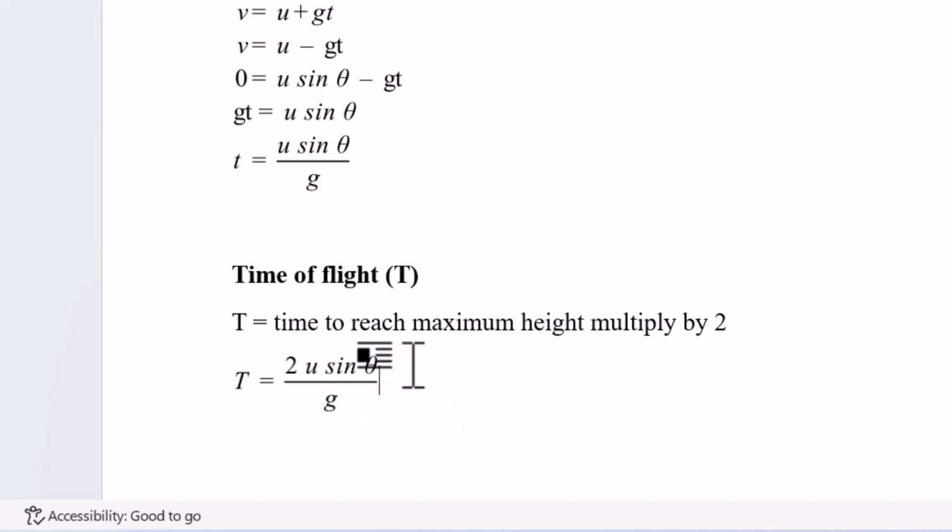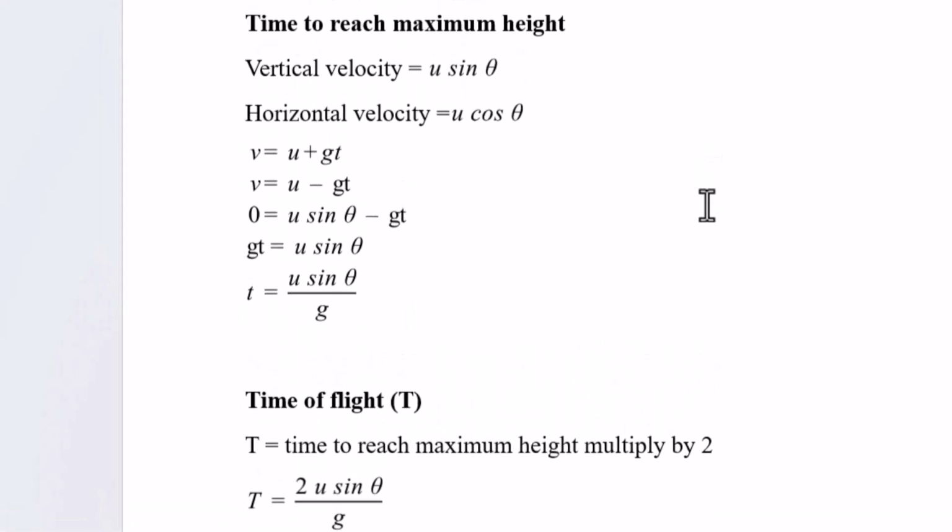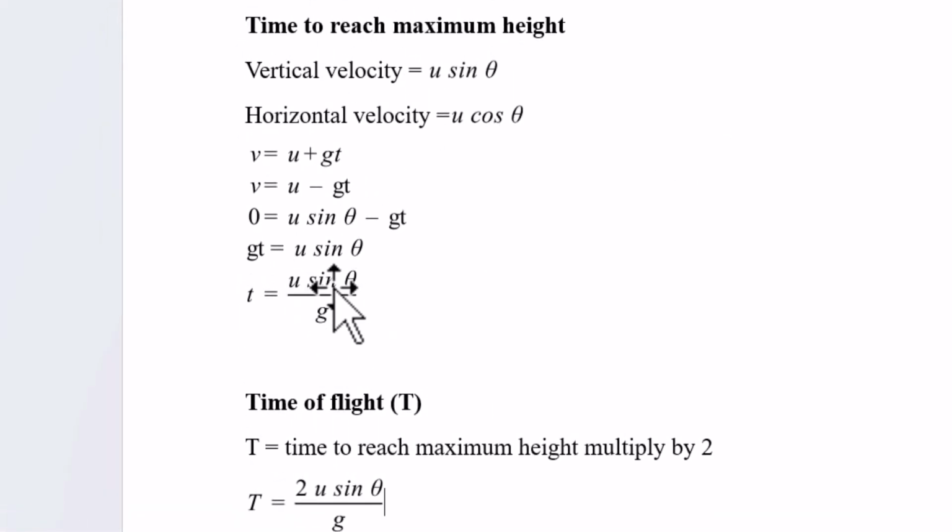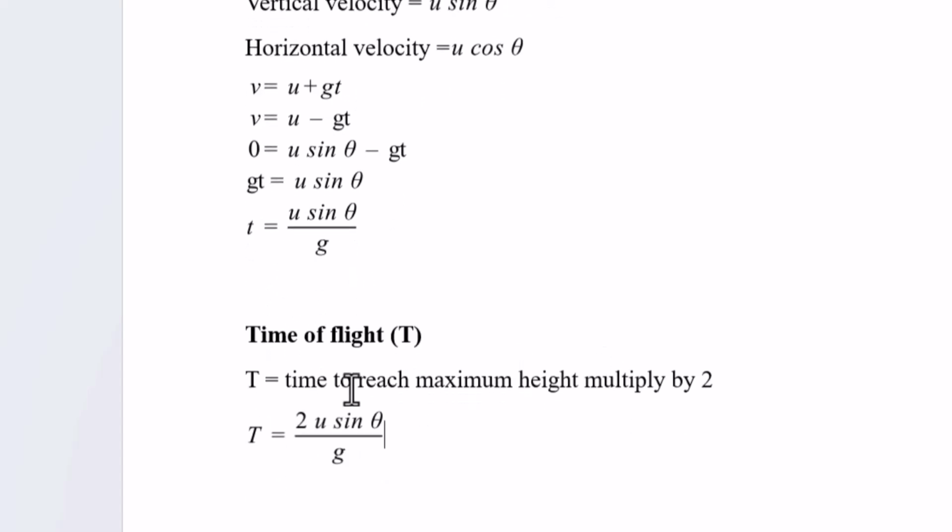So the first formula you need in projectile to get all the formulas is the time to reach maximum height. If you can get this, all other formulas will be easy for you. All you need to do is take the time to reach maximum height, multiply it by 2, and you get your time of flight. So this is the time of flight formula, very easy.